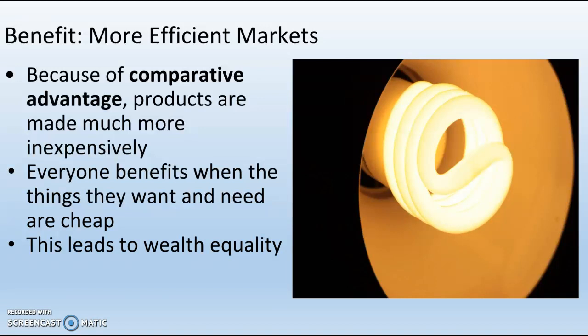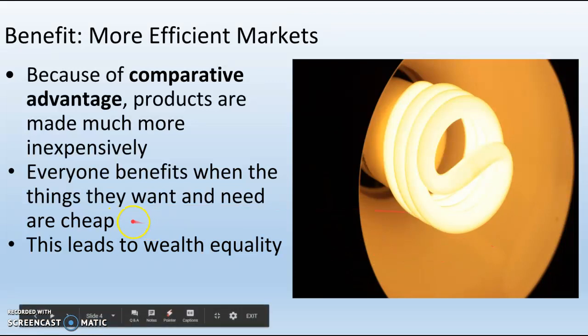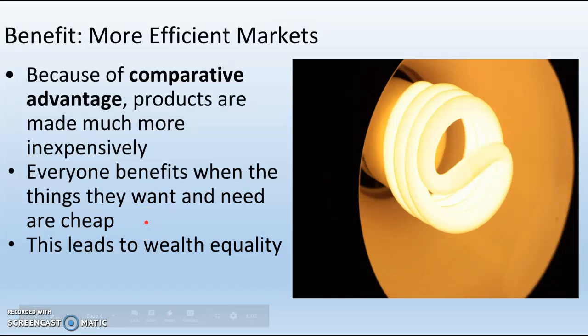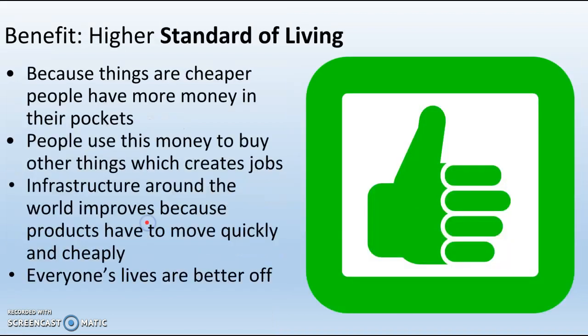There's lots of different reasons why a good might be inexpensive to produce in one country and more expensive to produce in another country. And as long as we're producing things where it's the cheapest to make them, that's comparative advantage. Everyone benefits when the things that they want and need are cheap. And this improves overall the standard of living of most people. We're going to talk about that on the next slide.